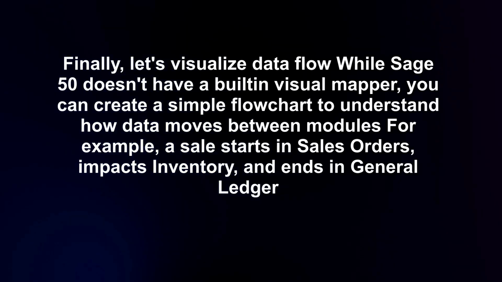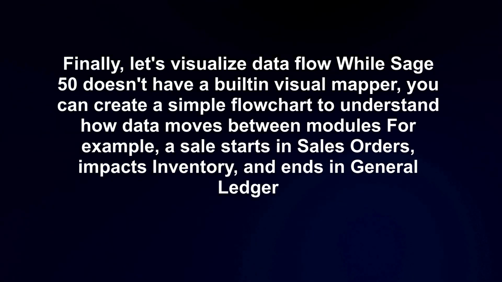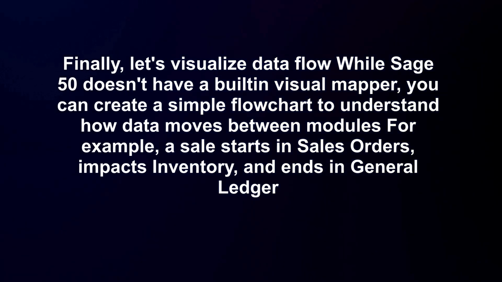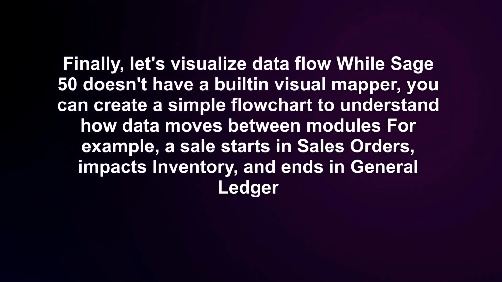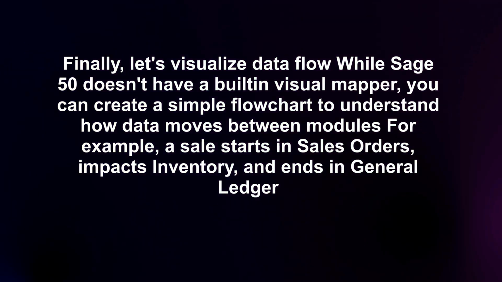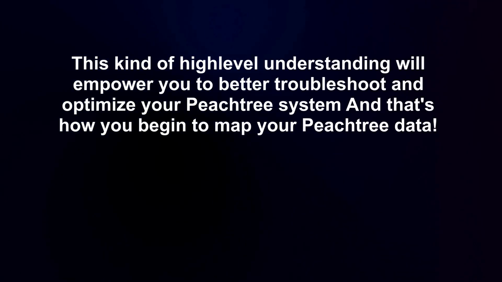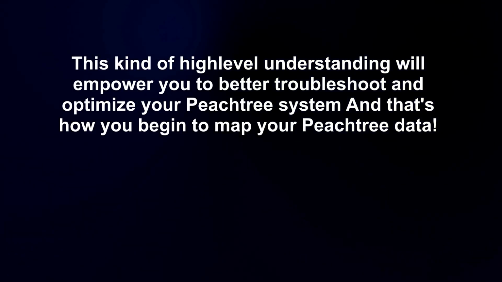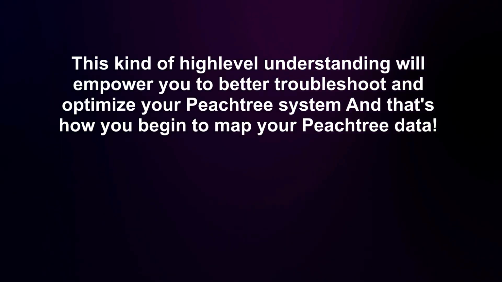Finally, let's visualize data flow. While Sage 50 doesn't have a built-in visual mapper, you can create a simple flowchart to understand how data moves between modules. For example, a sale starts in sales orders, impacts inventory, and ends in the general ledger. This kind of high-level understanding will empower you to better troubleshoot and optimize your Peachtree system, and that's how you begin to map your Peachtree data.